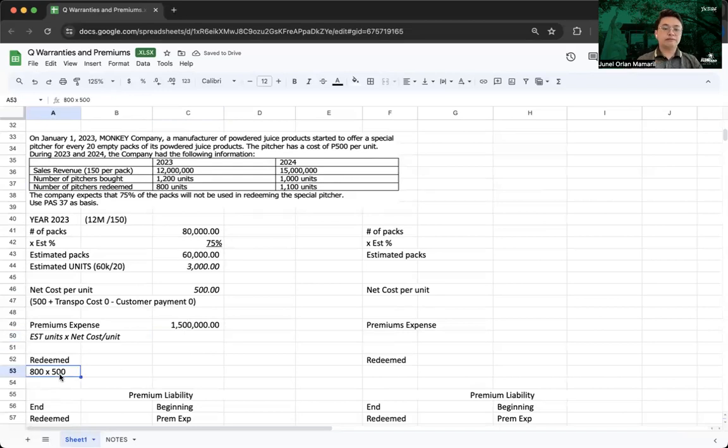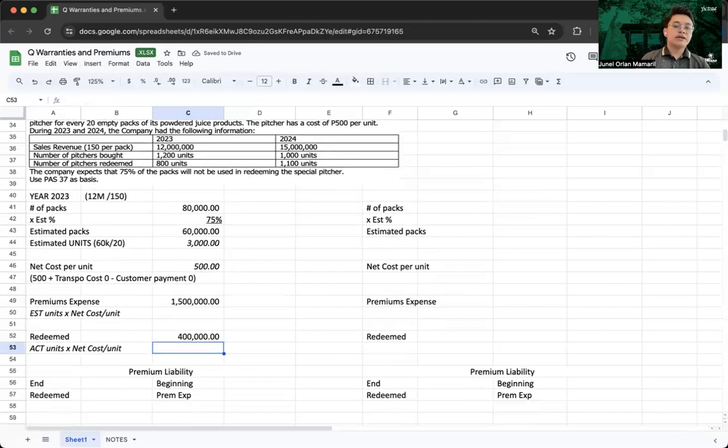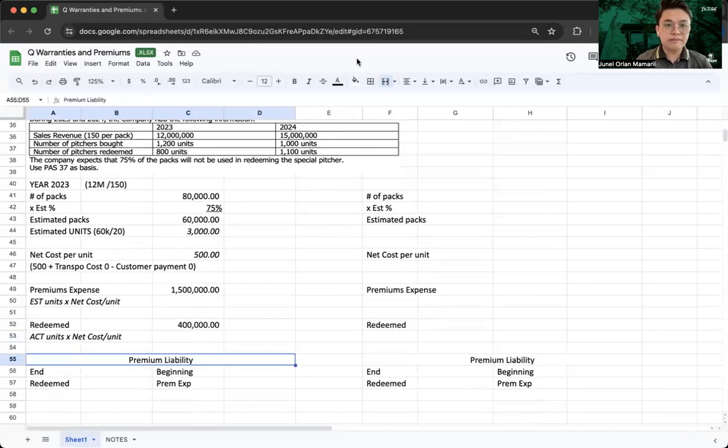And bakit ito? Ang formula natin ng redeem, that would be the actual units redeemed, 800, multiplied by the net cost per unit. So that would be 800 units times the net cost per unit of 500. So that's 400,000. So if we will make a T account for the premiums liability, it would be as follows.